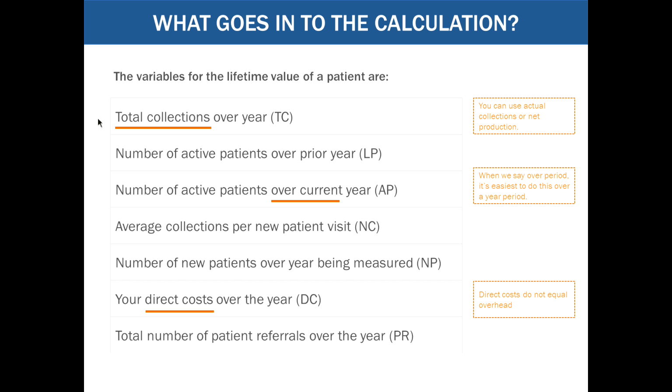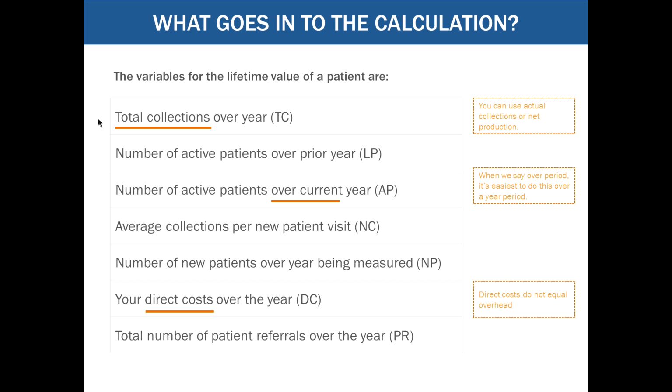Now, whenever you're looking at your total collections over the year, you can use production if you are a fee-for-service practice, don't have a lot of write-offs, or stay pretty steady in your collections. I really wouldn't suggest a practice that has a lot of write-offs or adjustments from their insurance company use production, because this is a dollars and cents type calculation. If you're using a production number, you're going to have an inflated lifetime value, and that could lead to some bad decisions down the road.